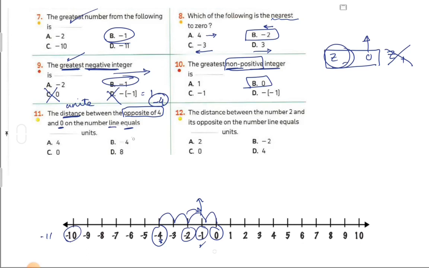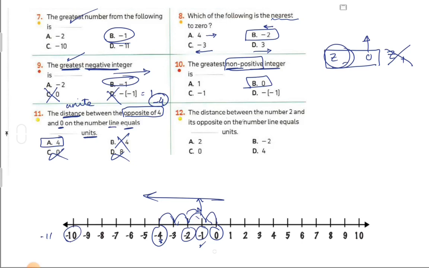Whether positive 4 or negative 4, distance is always positive. I have no distance with a negative sign. There is no unit with a negative. It's just positive. So the distance between the opposite of 4, negative 4, and 0 is just 4 units, 4 units to the left of 0.